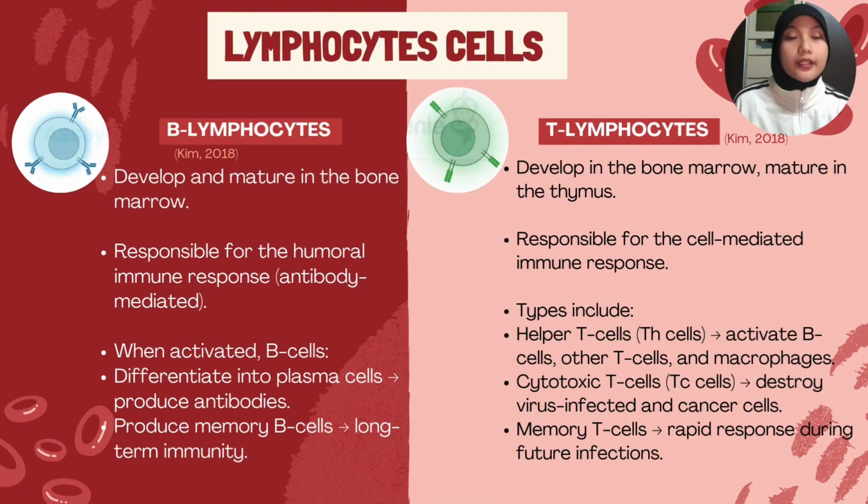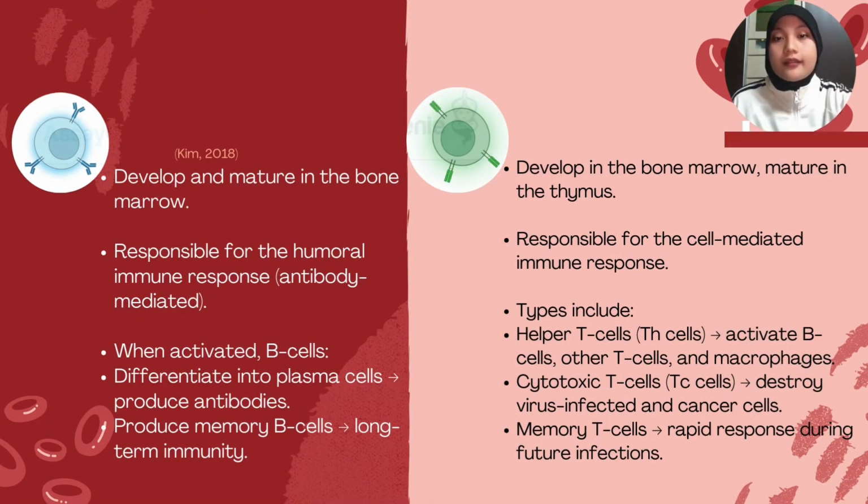We have three types of T cell. First is the helper T cell, which we call TH cell, that activates B cells, other T cells, and macrophages. The second type is the cytotoxic T cell, which we call TC cell. It destroys virus-infected and cancer cells. And the last one is the memory T cell. The memory T cell gives a rapid response during future infections.